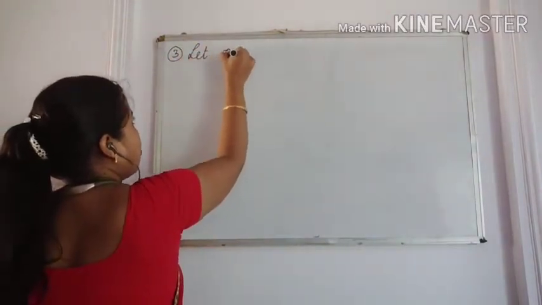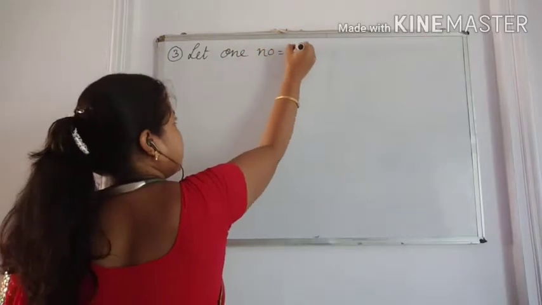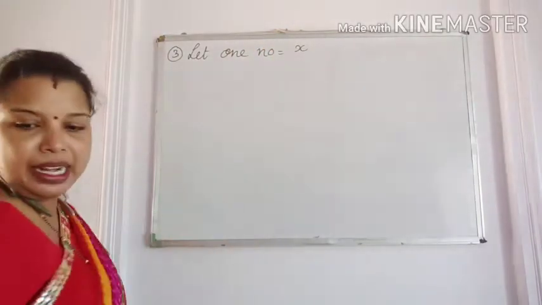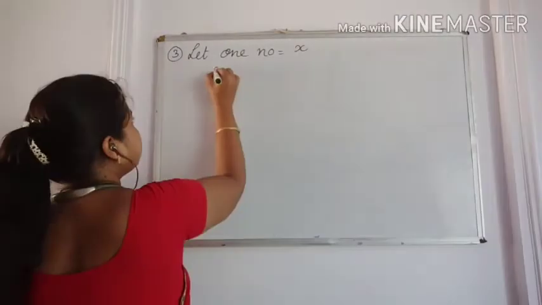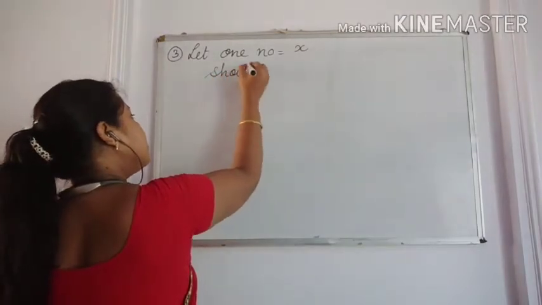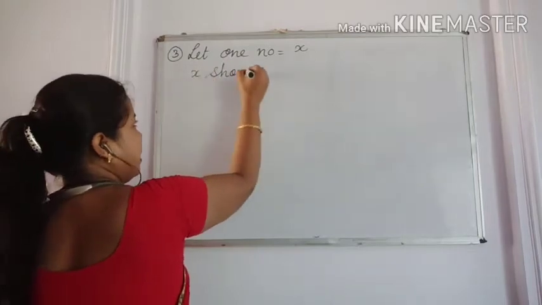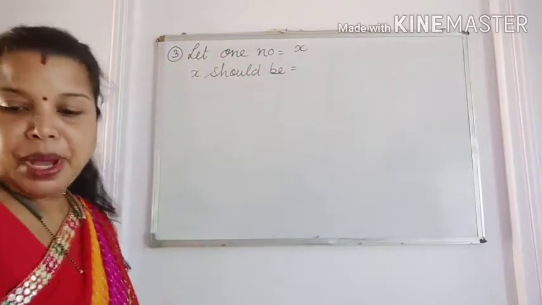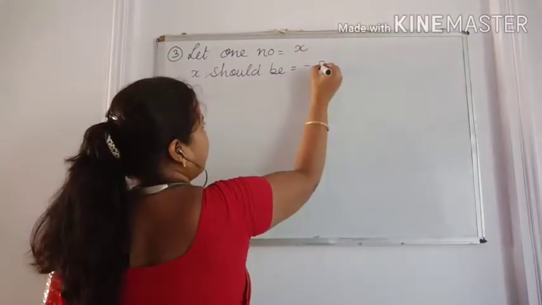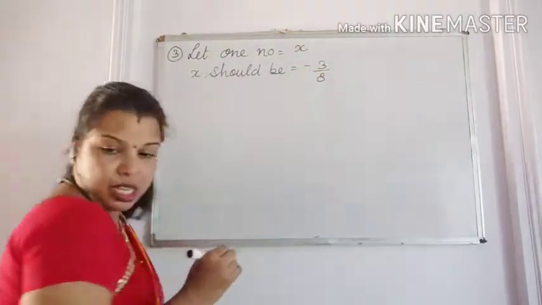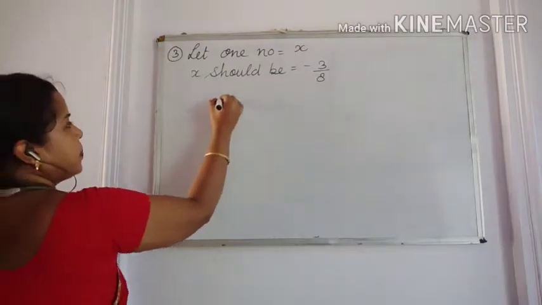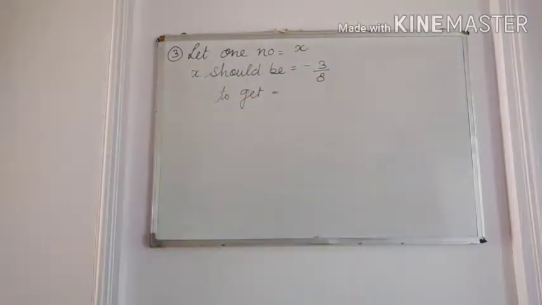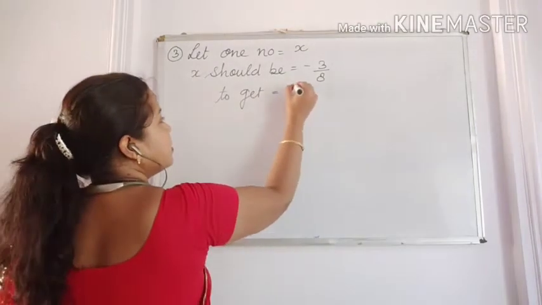So let the one number be x. Another number should be added is given. x should be added to minus 3 upon 8, to get 5 upon 16.